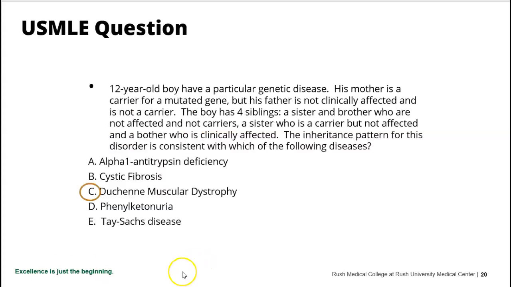And then here's a USMLE type question that I got out of a book. A 12-year-old boy has a particular genetic disease. His mother is a carrier for a mutated gene, but his father is not affected and is not a carrier. The boy has 4 siblings: a sister and a brother who are not affected and not carriers, a sister who is a carrier but not affected, and a brother who is clinically affected. The inheritance pattern is consistent for which of the following disorders? Again, I took this out of a USMLE book, and I put it in this case.